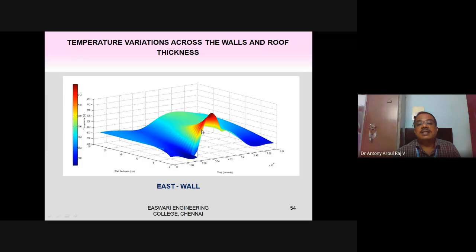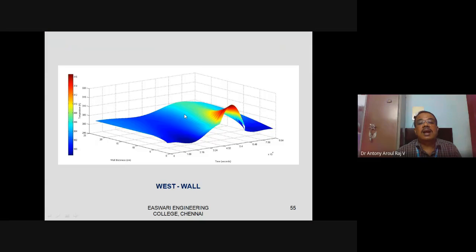As I am increasing the depth of the wall, you are finding that the amplitude is reduced, and also you can see the peak is shifted. Now here the peak is at this point, maybe at 12 o'clock or much before that, because it is the east wall, 11 o'clock, but the peak is there in the evening only. You can see around 4 o'clock only. East peak is there at 4 o'clock only. It's very interesting.